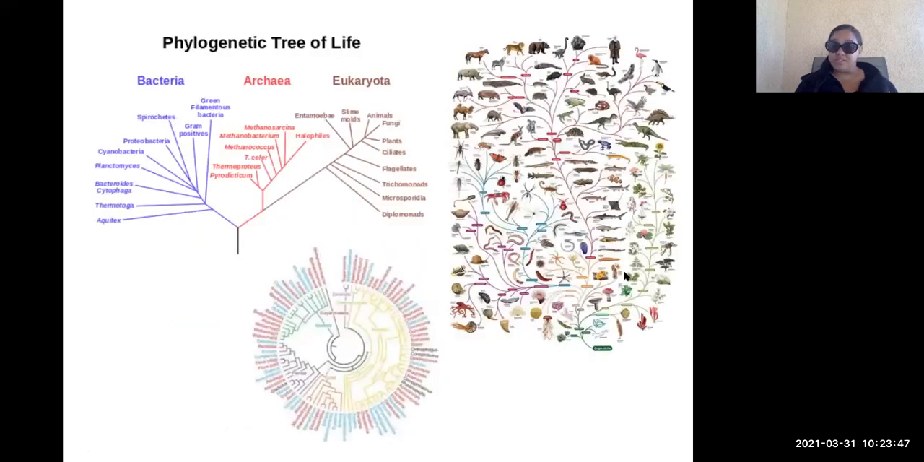This is what the whole tree looks like. And even the one on the top left, bacteria, archaea, eukaryota, they're still only part of the tree. But it can look like branches, it can have actual pictures of animals, or it can look circular, like the one on the bottom.